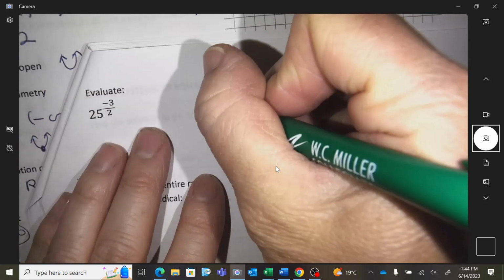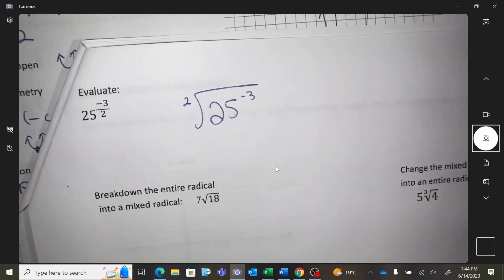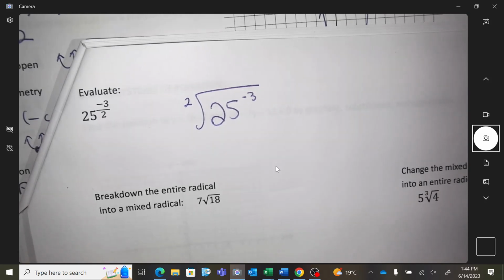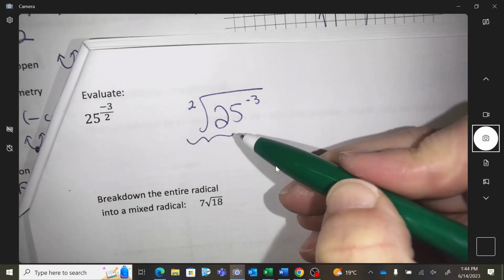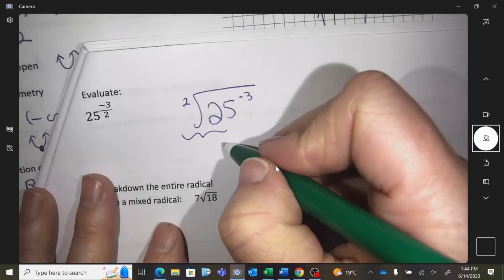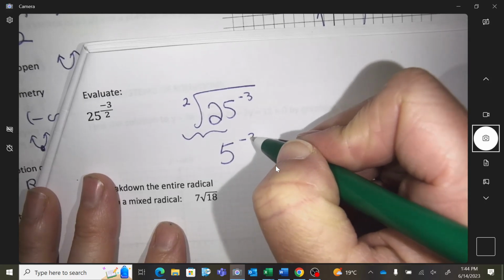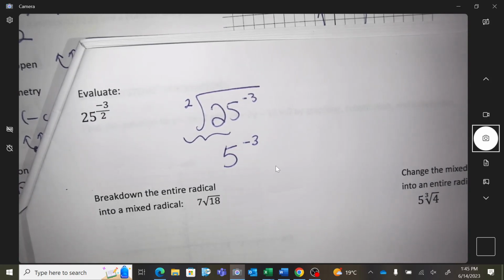Evaluate this so we can go 25 to the negative 3/2, like that. So what I'm going to do is I'm going to evaluate this. What is the square root of 25? 5 and then to the negative 3. Because I feel like I don't want to do a 25 to the negative 3 and then square root that. That seems hard for me. But I can square root 25 first.